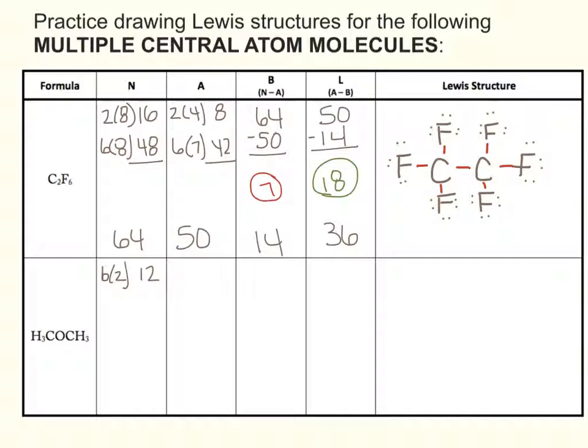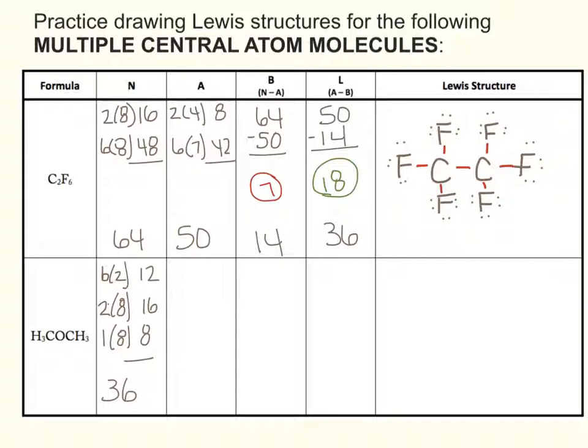And we see there are a total of 2 carbons. Carbon does need 8. And then there's 1 oxygen, which needs 8. So, when we add this together, we get a total of 36.